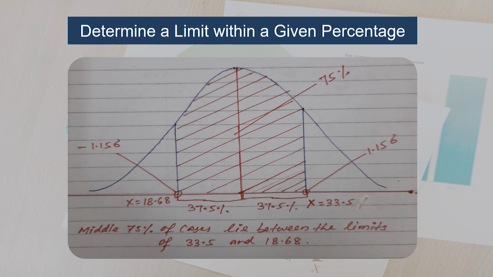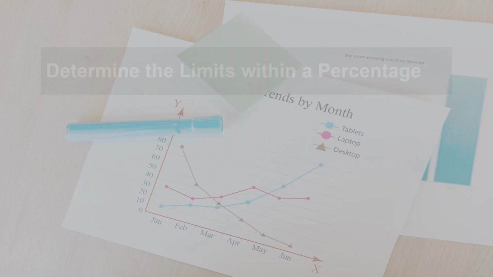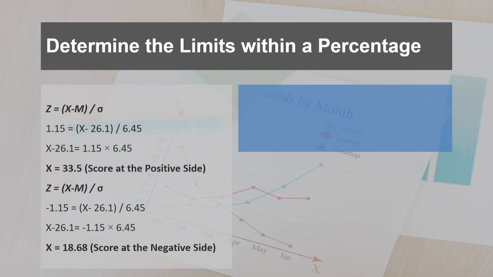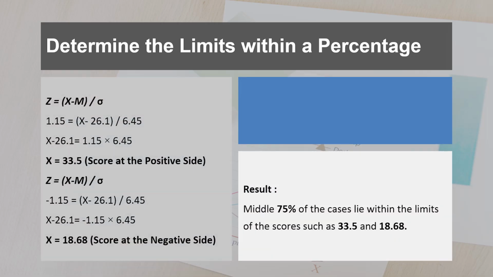So that's why from 0 to -1.15 standard distance you will find 37.5% of the cases lie. Okay, I have already discussed this figure. Then again, what you have to do, you use the equation to determine limits within a percentage. You use the equation z is equal to x minus m upon sd, upon sigma, upon standard deviation.